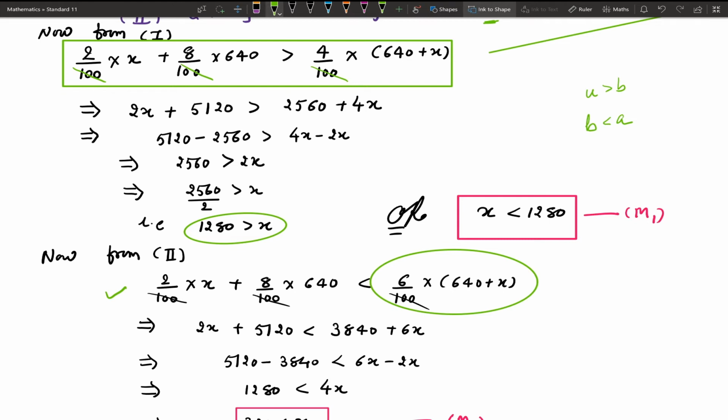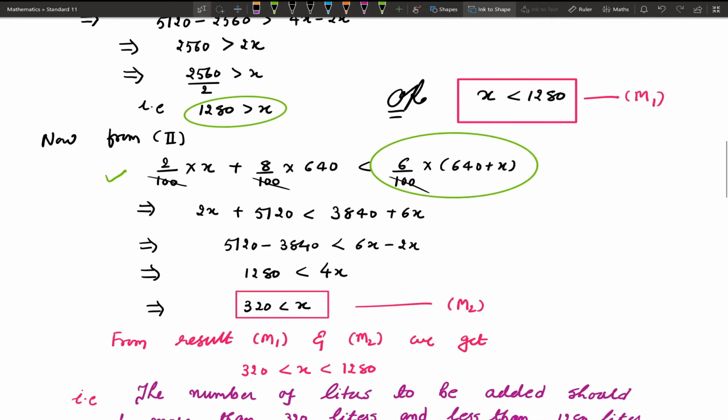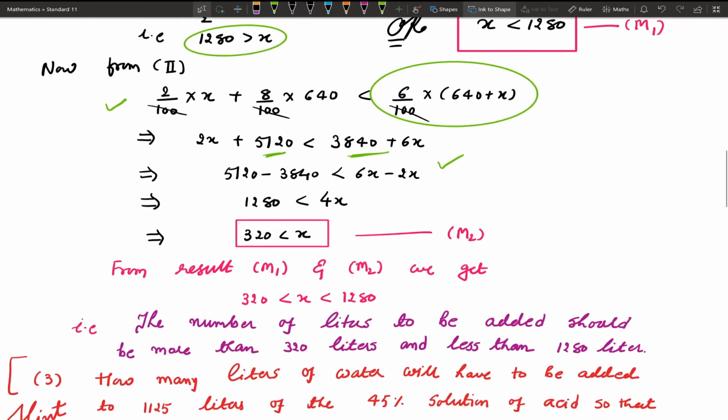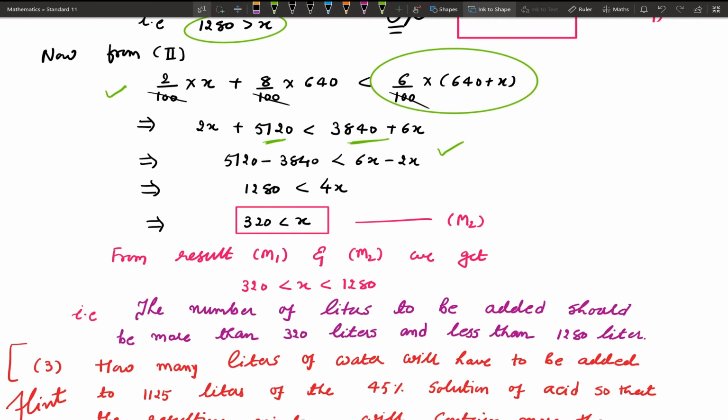640 plus X. Now multiply it throughout by 100 and simplify: 2 into X, 2X plus 8 into 640, that is 5120, ordinary multiplication. Similarly the right hand side, ordinary multiplication. Solve this inequality for X. So from this we will get 320 less than X.